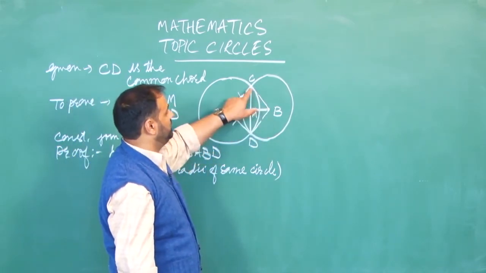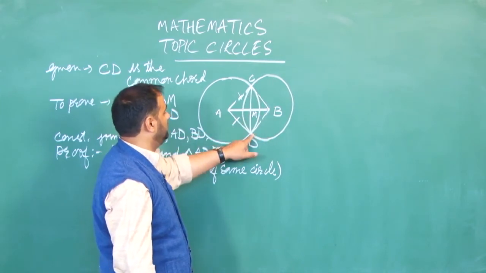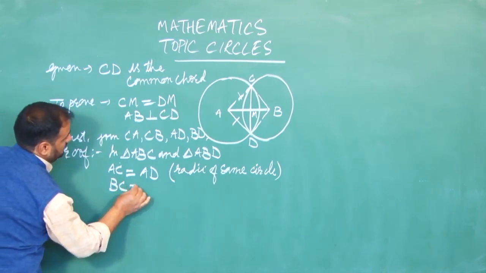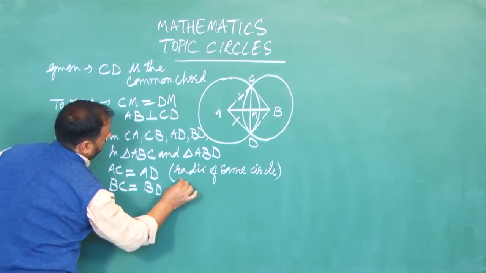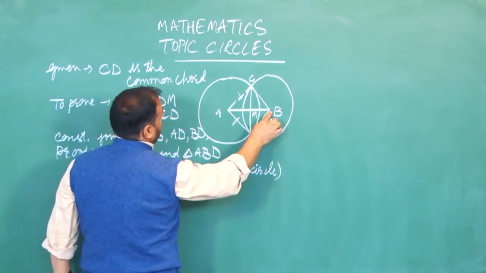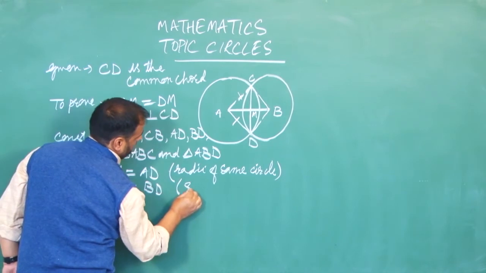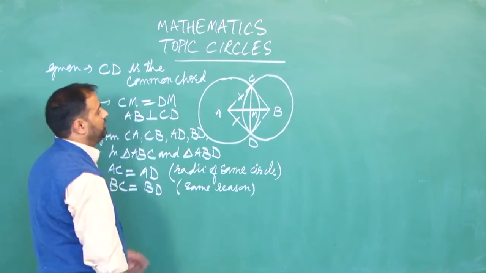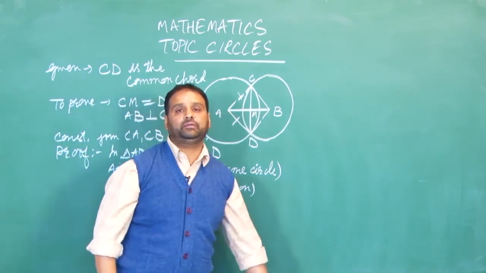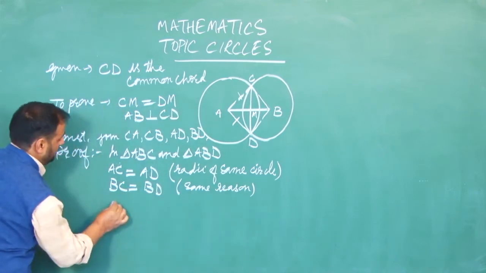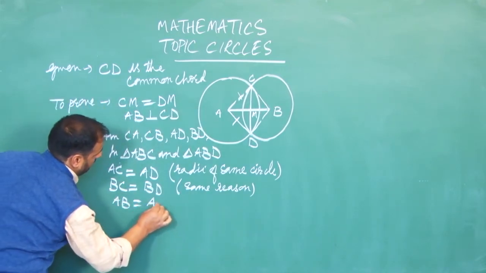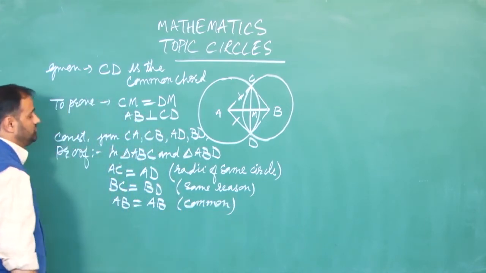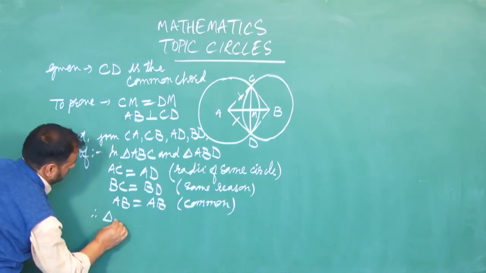For triangle ABC, BC and for triangle ABD, BD will be equal. The reason remains the same. BC is equal to BD, radii of the same circle, the circle with center B. Same reason as above. And for both the triangles, line segment AB is common. So, write AB equal to AB, common or common side. So, the triangles are congruent.